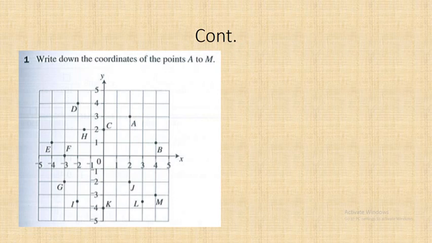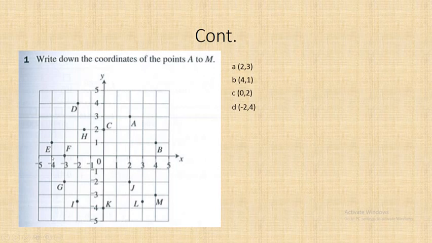So let's start, just read the points here. Point A is 2 and 3, 2 in x and 3 in y. So the first point is 2 and 3. B here is going to be 4 and 1. C is here, so 0 and 2, 0 in x and 2 in y. D is here, so it's going to be negative 2 and 4.